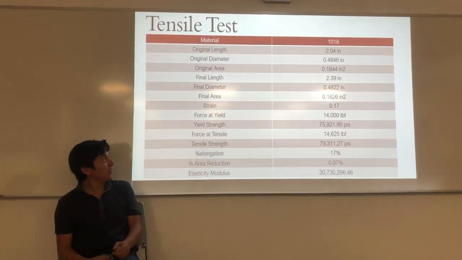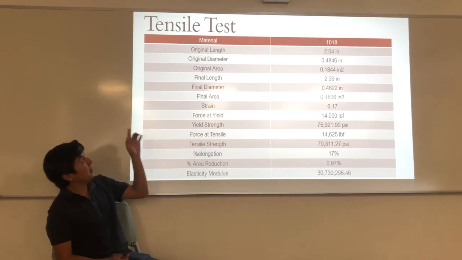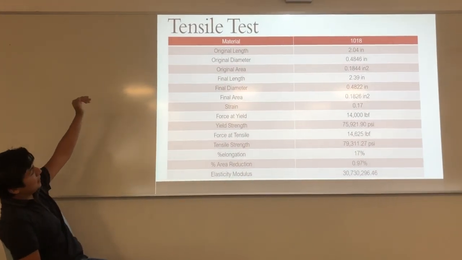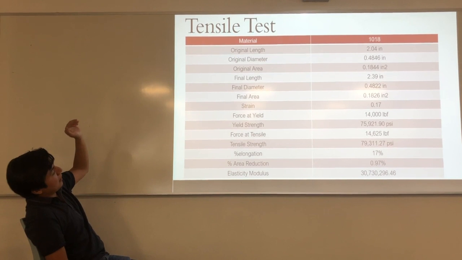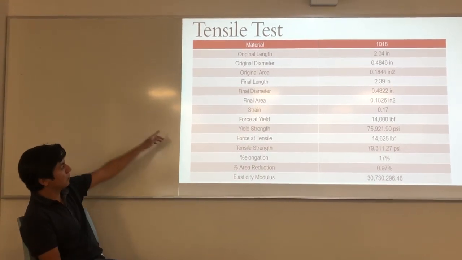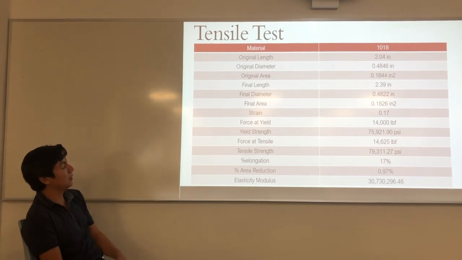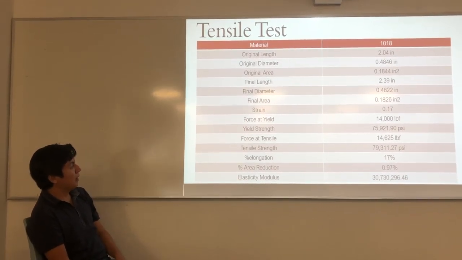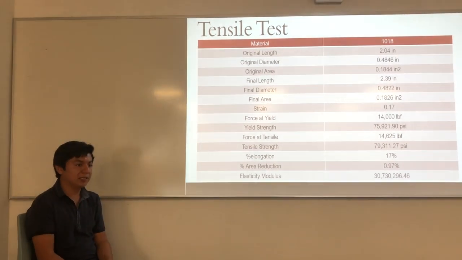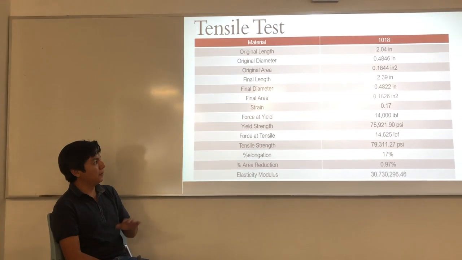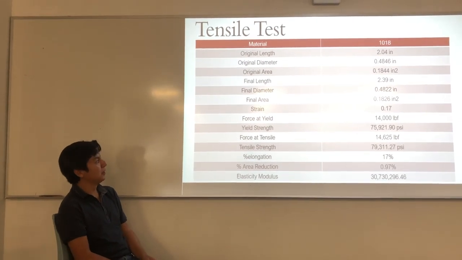For this part, I calculated the original diameter and the final one. Same for the area and the length. With these variables, I could calculate the strain of the material, which was 0.17, and the yield strength, which is the strength that this material can take before it has a plastic deformation.